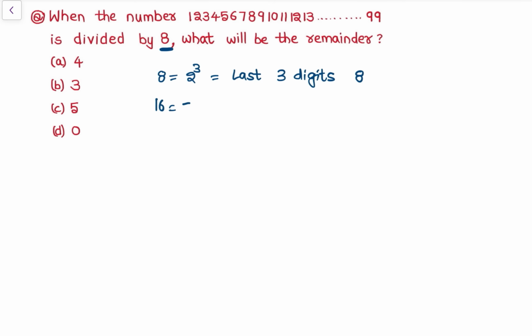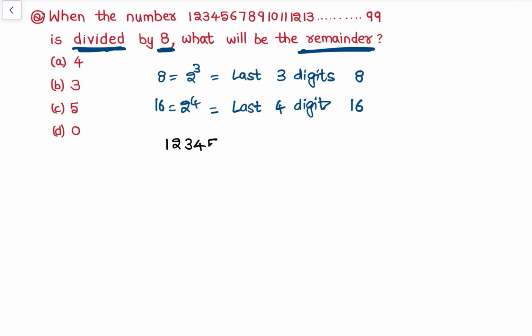Then 16 is 2 to the power 4. The last 4 digits must be divisible by 16. So it combines divisibility rules and the remainder concept, so it becomes very important. Now see, the question is 1, 2, 3, 4, 5, 6, 7, 8, 9, 10, 11, 12, 13, and so on till 99 is divided by 8.